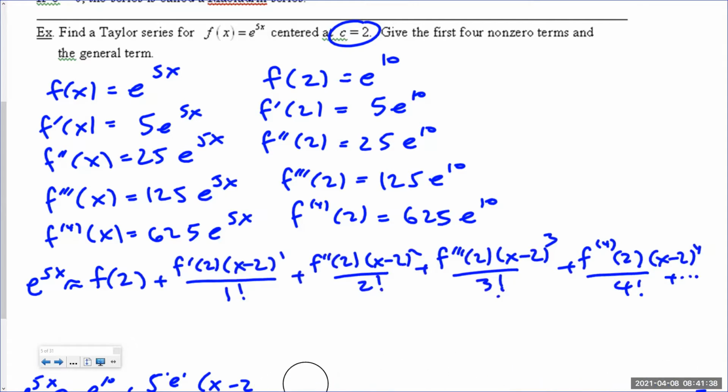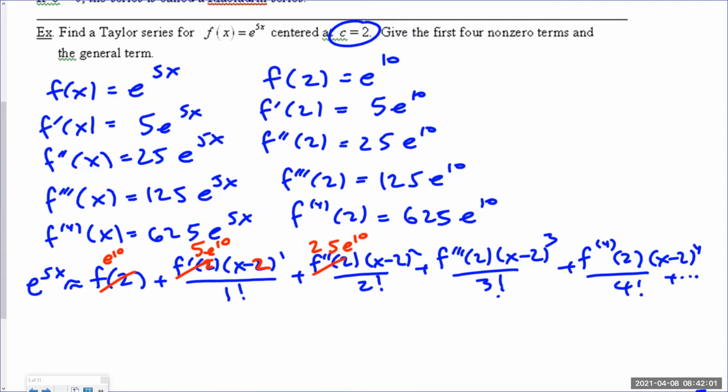Okay, you guys with me so far? This is the Taylor series. You have to memorize this, okay? And be careful. This has a center, so I had to put the center here and the center here. Okay, then I substitute these numbers right here. So f of 2 I know is e to the 10. F prime of 2 I know is 5e to the 10. This one is 25e to the 10. This one is 125e to the 10. And this one is 625e to the 10. And that's basically my answer, okay? If I wanted to make it a little bit cleaner, I could rewrite it.